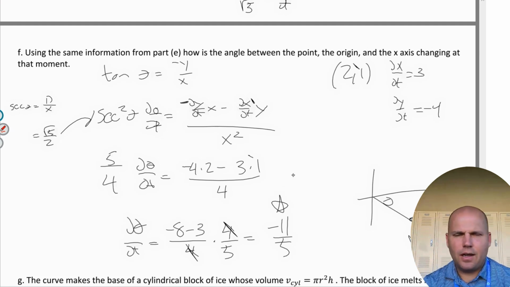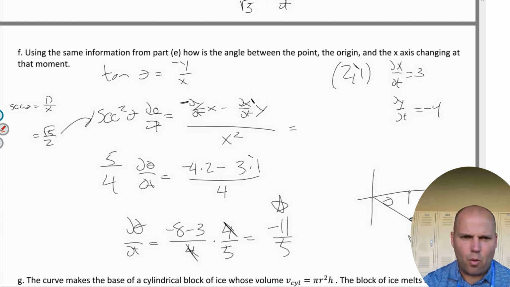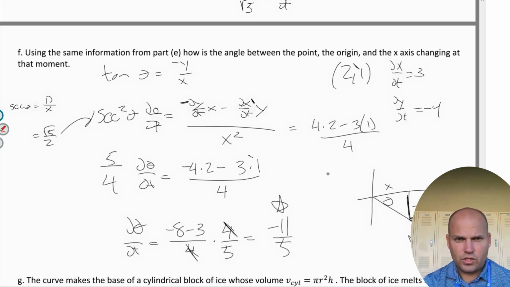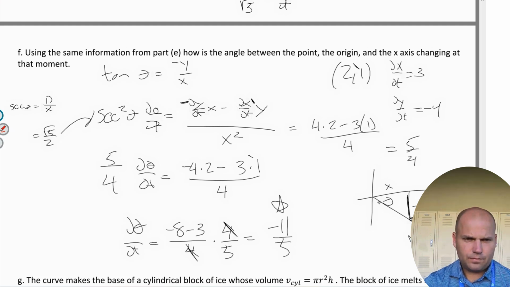So I hope if you're just copying this down, you rewind the video a little bit and talk about why. We probably would say this is a negative y and this is an x, and this would be positive 4 times 2 minus 3 times 1 over 4, which is 8 minus 3, which is 5/4, which means my angle would be increasing.